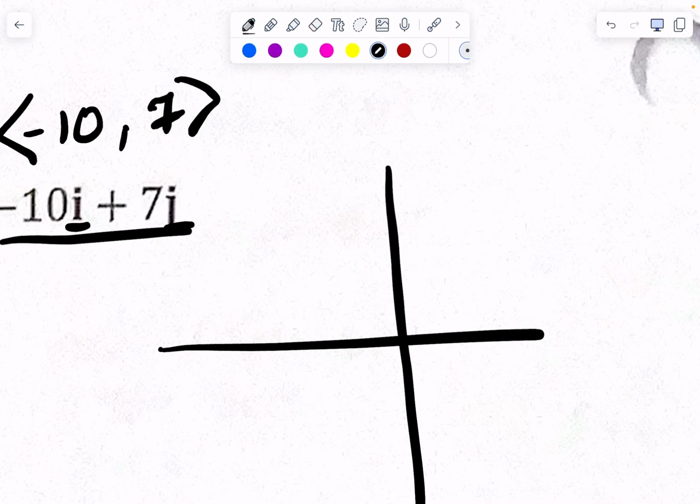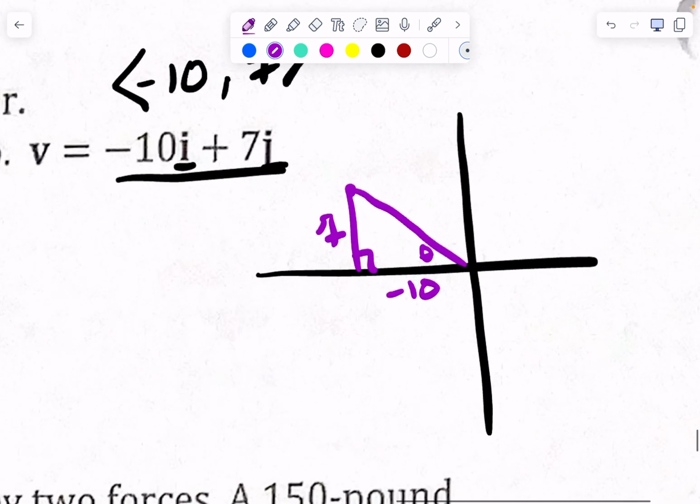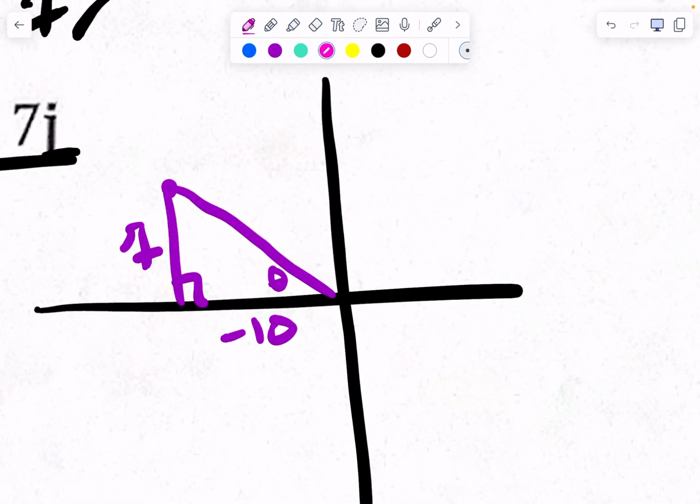What quadrant are we in? Second. Negative 10, 7, right there. Negative 10 is this guy, 7 is this guy, and we have an angle theta. They want us to find the direction angle. Okay, how do I find this angle theta?